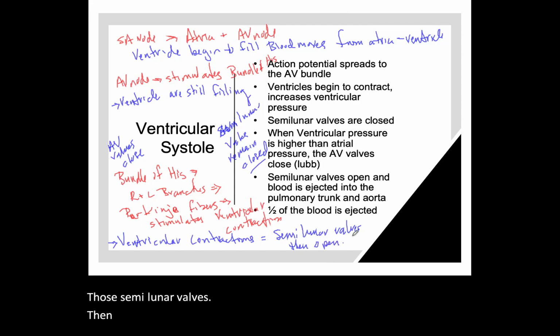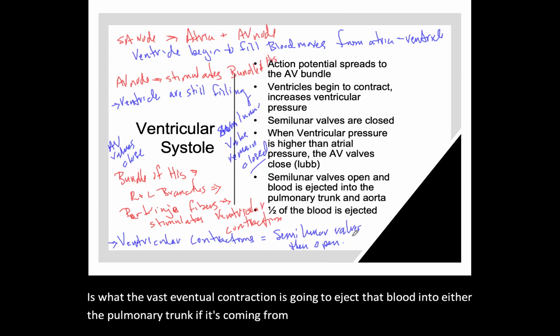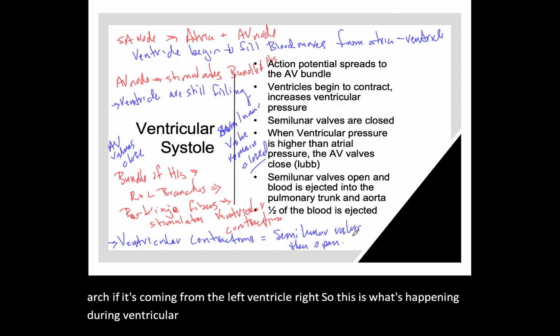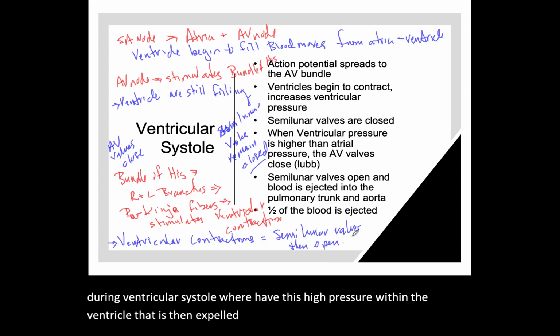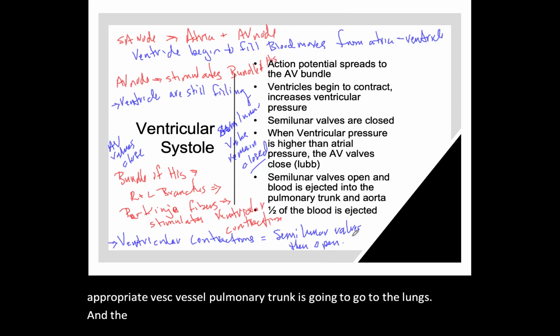And that is what, as the ventricular contraction is going to eject that blood into either the pulmonary trunk if it's coming from the right ventricle, or into the aortic arch if it's coming from the left ventricle. All right. So this is what's happening during ventricular systole. We have this high pressure within the ventricle that is then expelled throughout the appropriate vessel. Pulmonary trunk is going to go to the lungs, and the aortic arch or the aorta is going to go systemically and also supply the coronary as well.